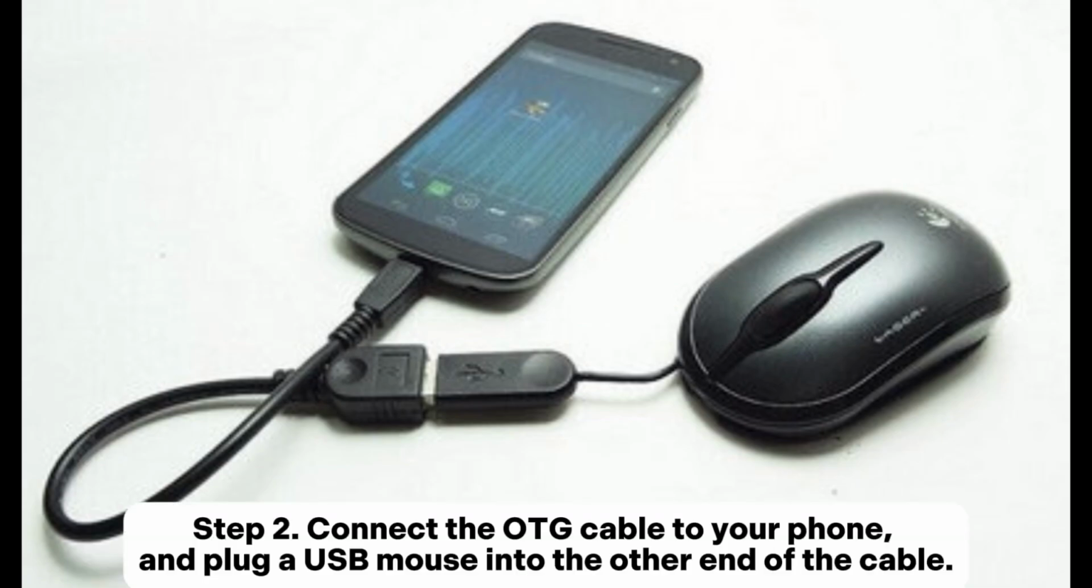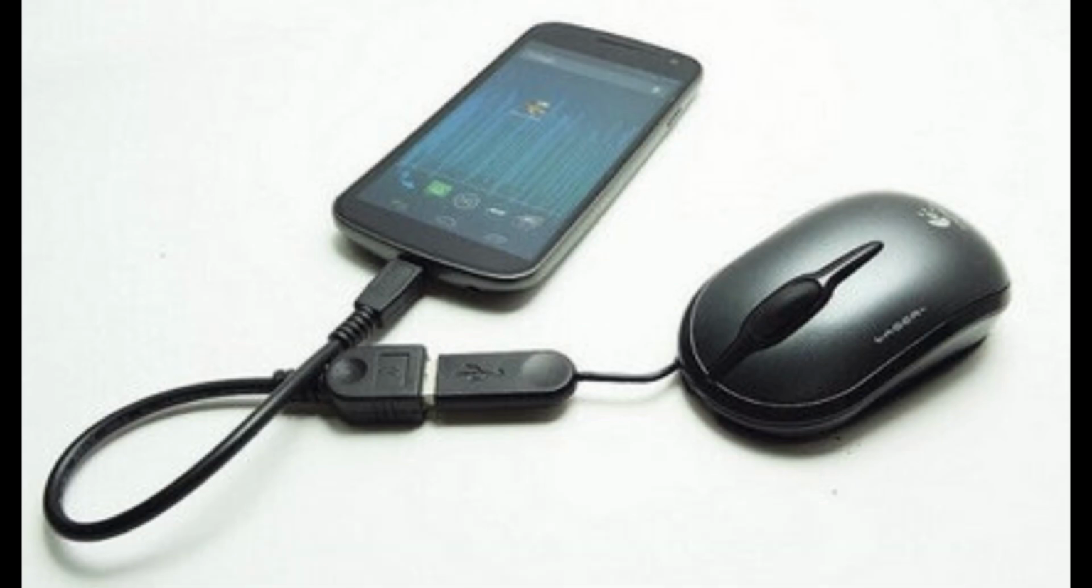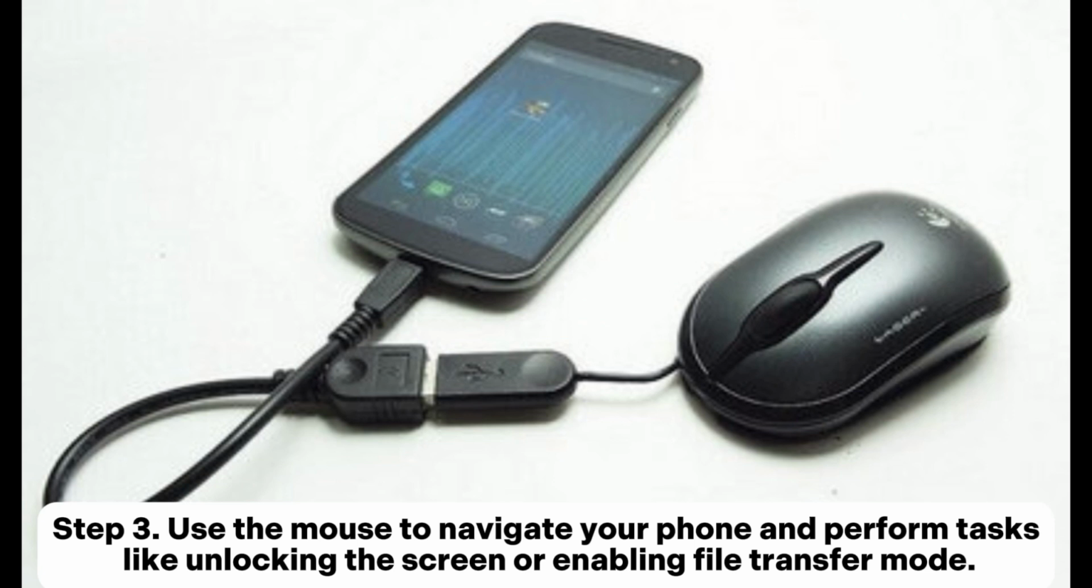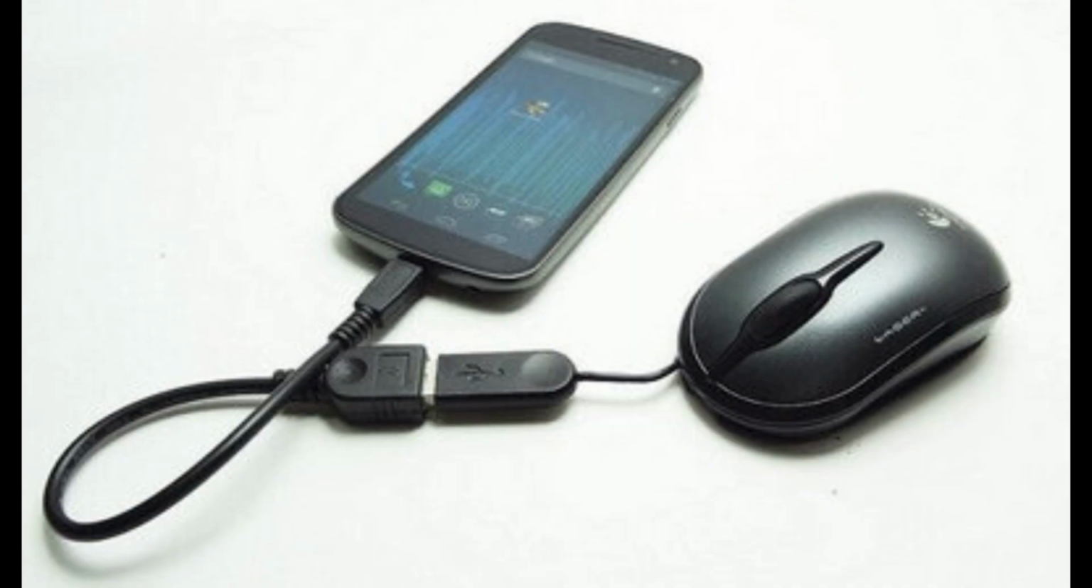Step 2. Connect the OTG cable to your phone and plug a USB mouse into the other end of the cable. Step 3. Use the mouse to navigate your phone and perform tasks like unlocking the screen or enabling file transfer mode.